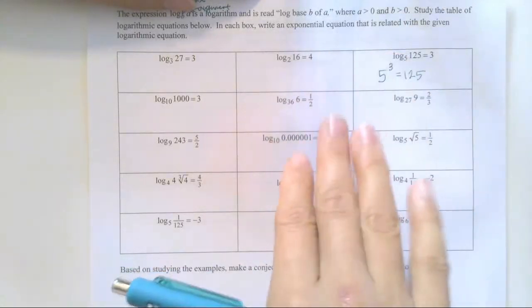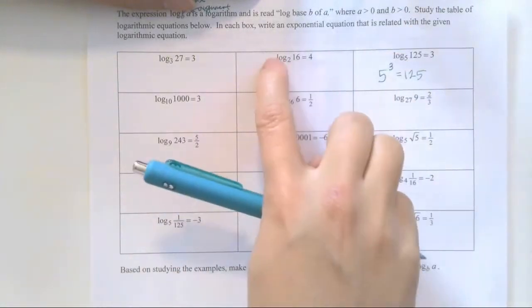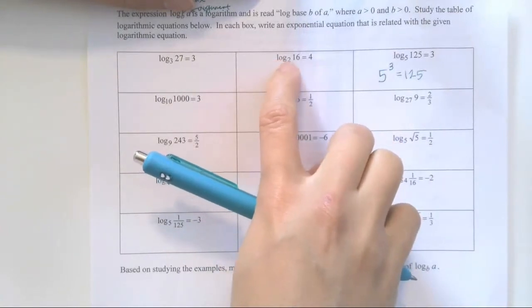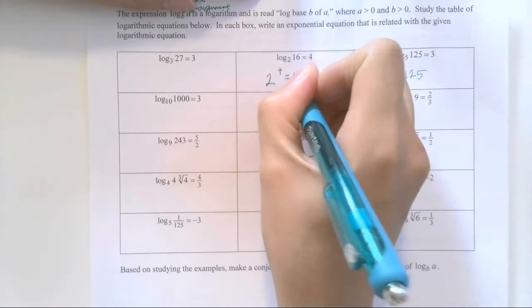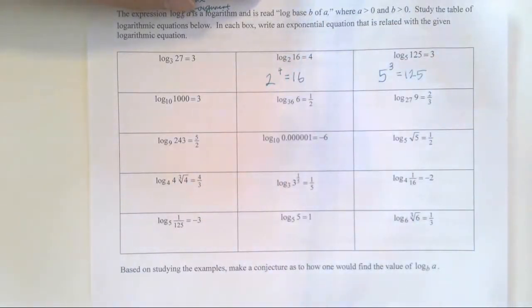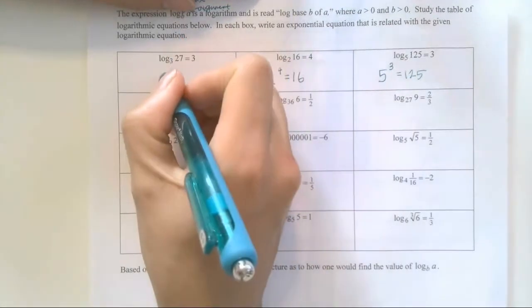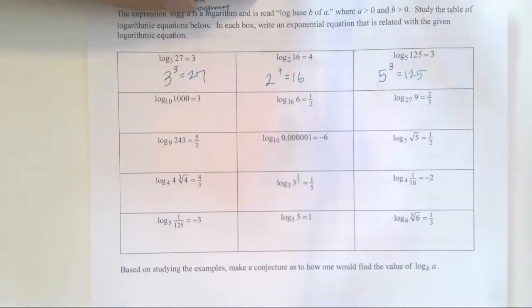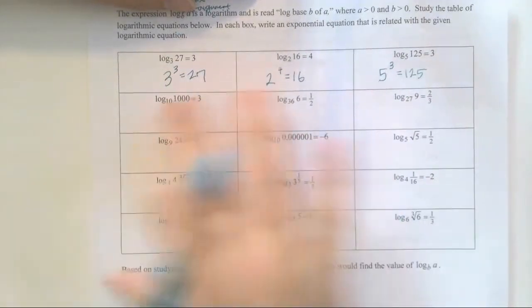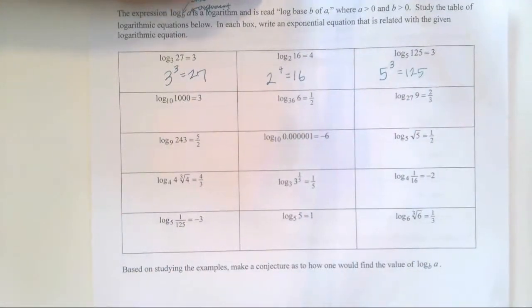Well, let's see whether that works throughout all of the examples. Let's look at this one. Log base 2 of 16 is equal to 4. 2 to the 4th power is equal to 16. Are you good? Okay, let's keep going. 3 cubed is equal to 27. So I'm going to pause this video and fill the rest of the table out, and I encourage you to do the same thing, and then let's come back.